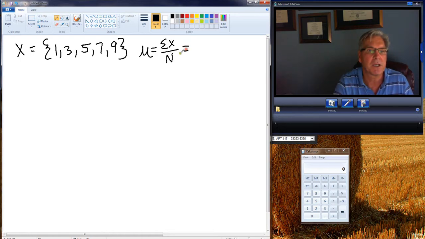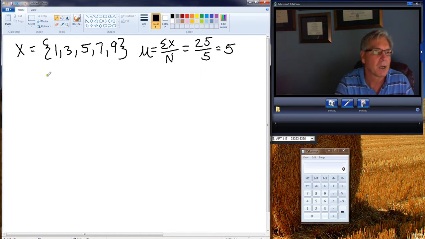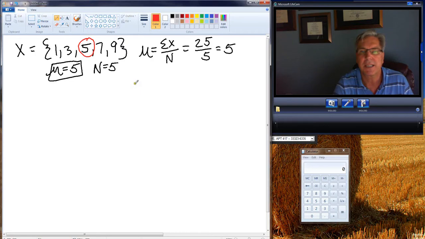So when I sum those numbers together, 1 and 3 is 4, 5 is 9, 7 is 16, and 9 is 25. 25, and there's 5 numbers, so 25 divided by 5 is 5. So we can see that mu is equal to 5. Okay, so we need to keep an eye on that. We know n is 5 because there's 5 numbers. Now, if we look at this middle number here, that's the average, but that's also the median as well. And that's good.